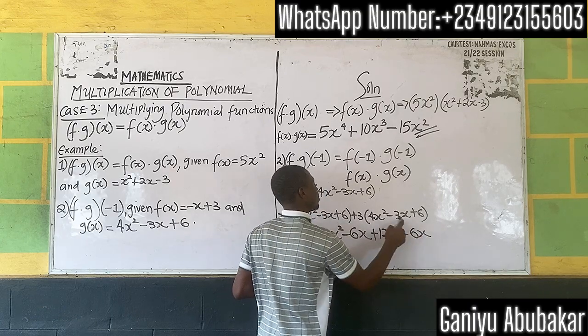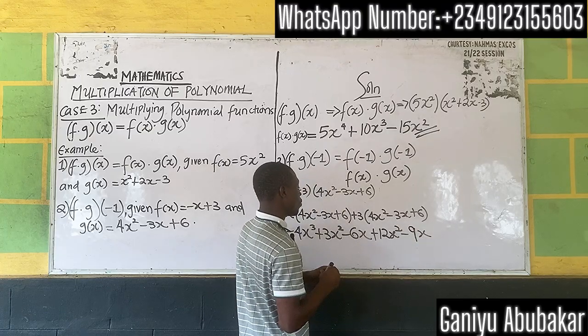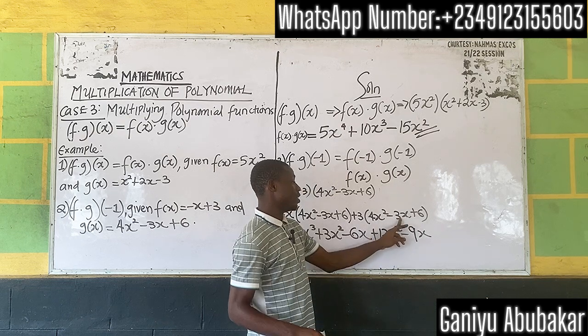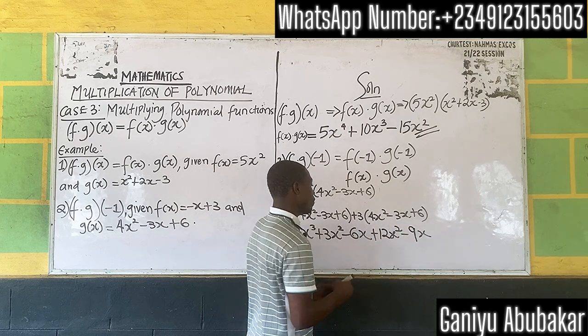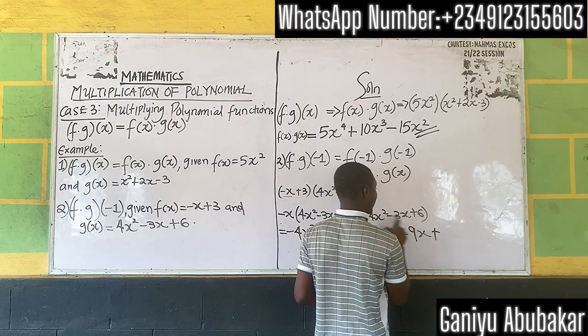Sorry, 3 times 3 is 9, minus 9x. Of course, plus times minus gives you minus. 3 times 3x gives you 9x. Finally, plus times plus gives you plus. 3 times 6 is what? 3 times 6 is 18.